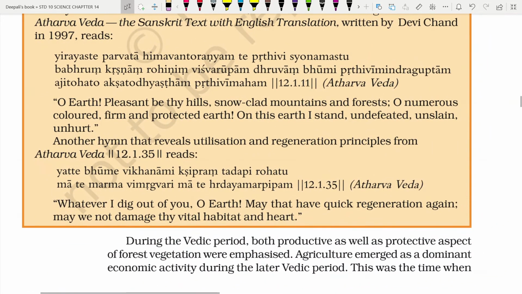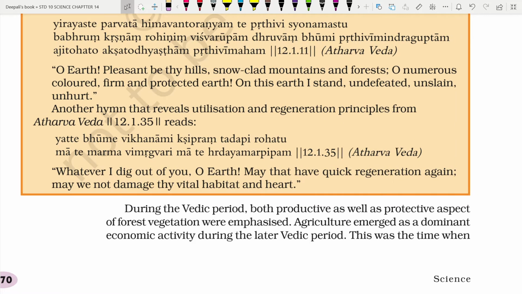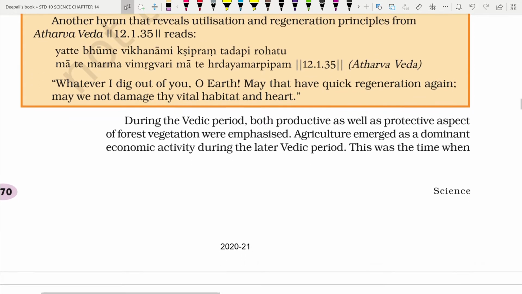Another hymn that reveals utilization and regeneration principle from the Atharva Veda 12.1.35 reads, Whatever I dig out of you, O earth, may that have quick regeneration again. May we not damage thy vital habitat and heart. So we have to be careful that we do not damage it, and we are giving back whatever we are taking.